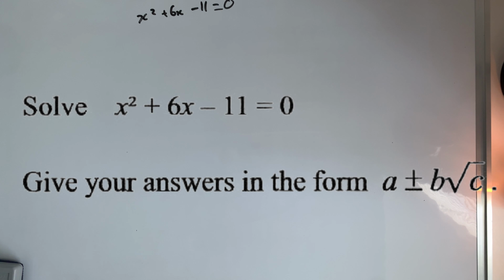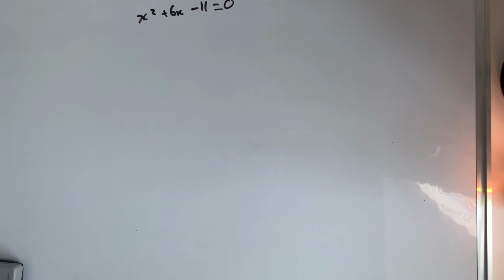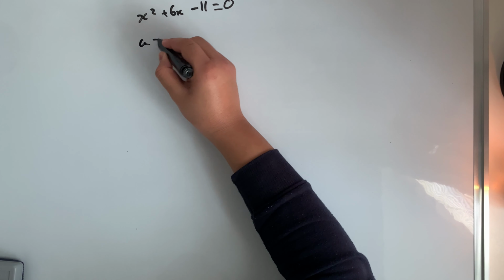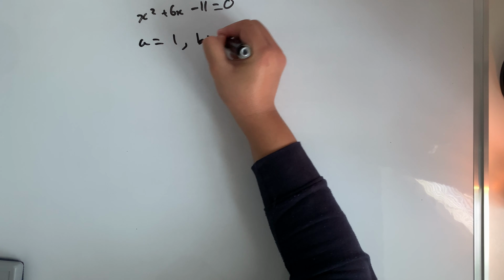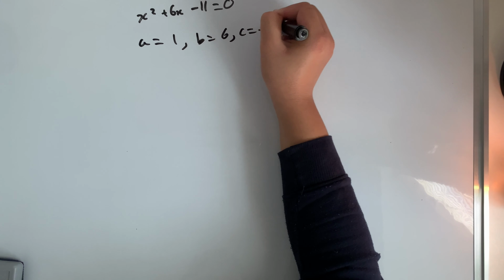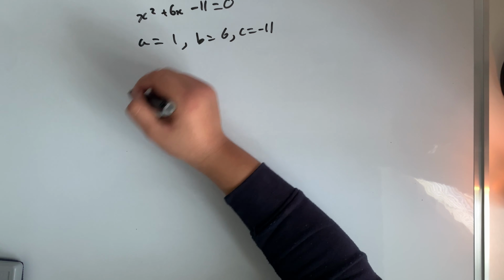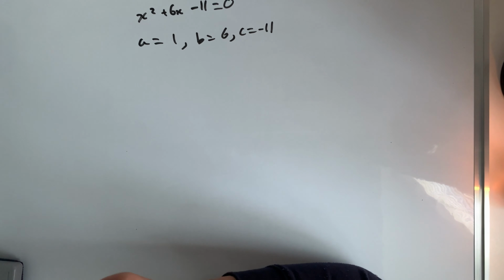So these questions will most likely come in your non-calculator test. So remember, we have to just find the A, B, and C. So A is 1, B is 6, and C is -11. Then we just want to substitute these numbers within the quadratic formula we know.